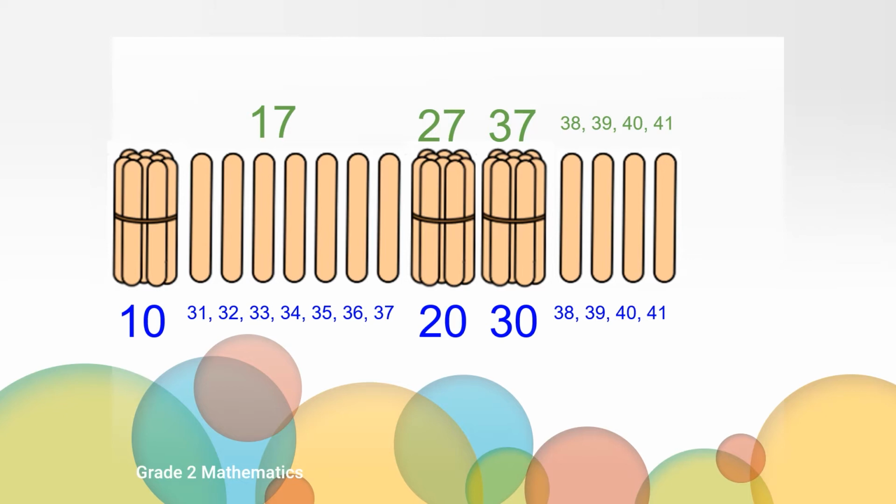Maybe you realized you could group 10 sticks into another bundle of 10, giving you 40, and then 1 more stick was left, which makes 41. What you did was just solve the equation 17 plus 24. You can think about these strategies as we continue our learning today.